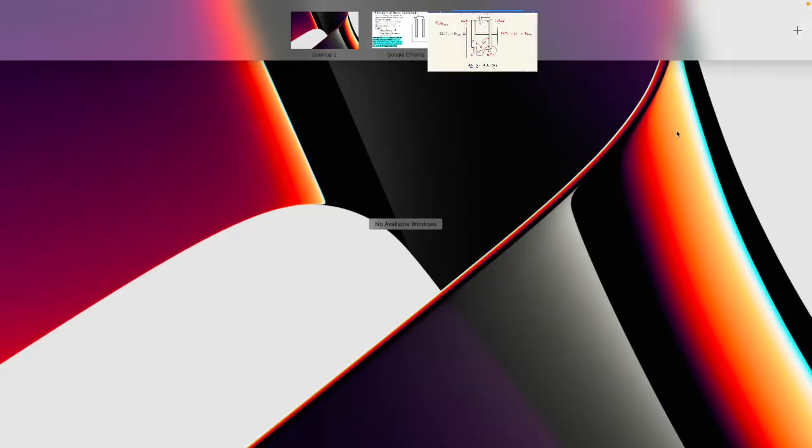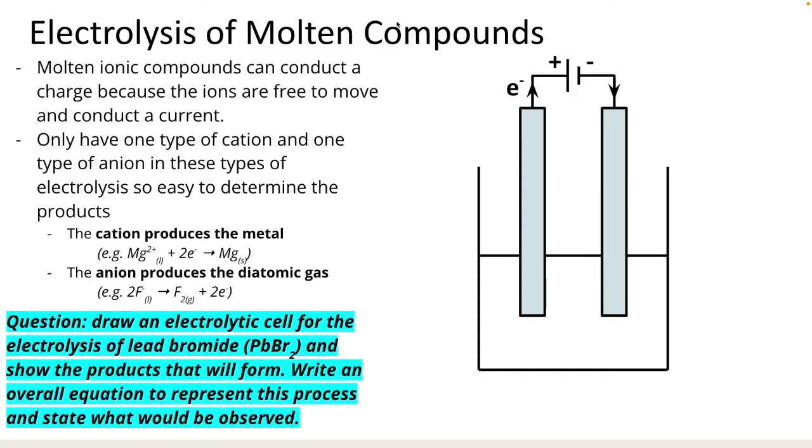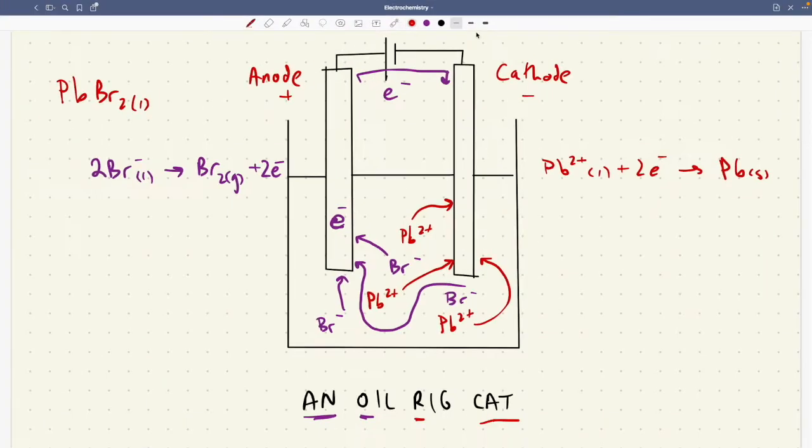All right, how much of the question have we done? Because it was a multifaceted question. We've drawn the electrolytic cell. We've shown the products that will form. We've got to write an overall equation to represent this process and state what would be observed. So what are we going to have for the overall equation?